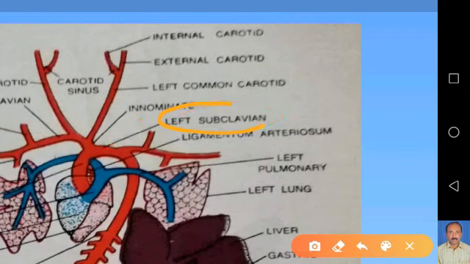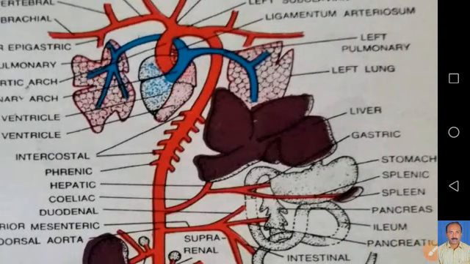There is a slight dilation, the carotid sinus, at the origin of the internal carotid artery. It contains baroreceptors sensitive to changes in blood pressure, which send the impulses to the cardiac and vasomotor centers in the medulla oblongata, which regulate blood pressure by varying the rate of heartbeat and diameter of the blood vessels.